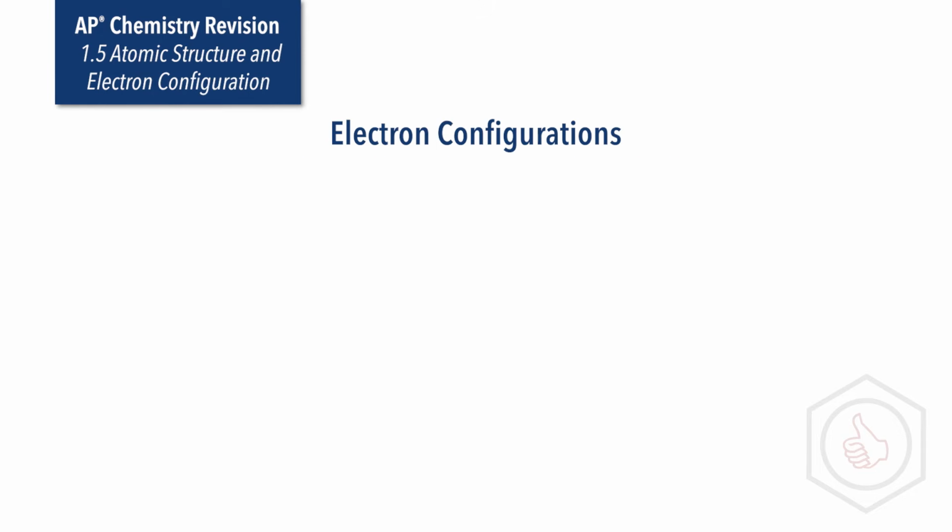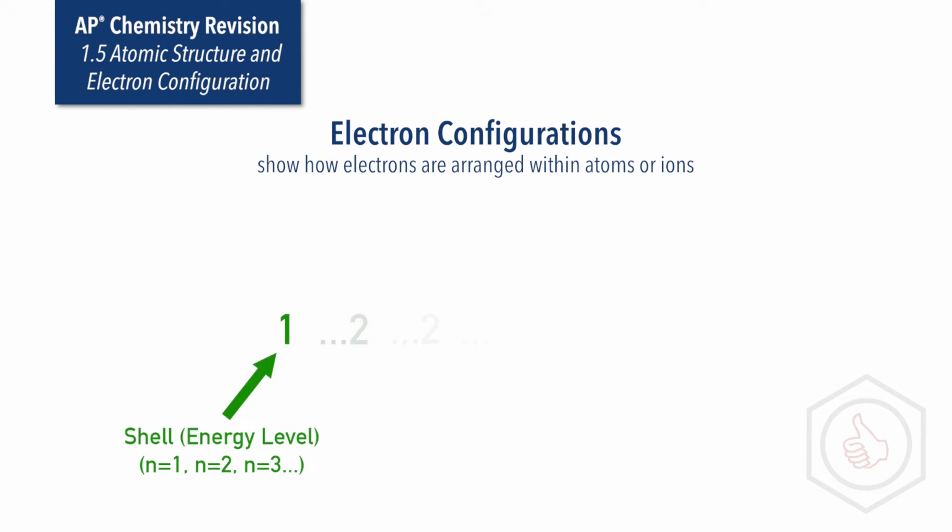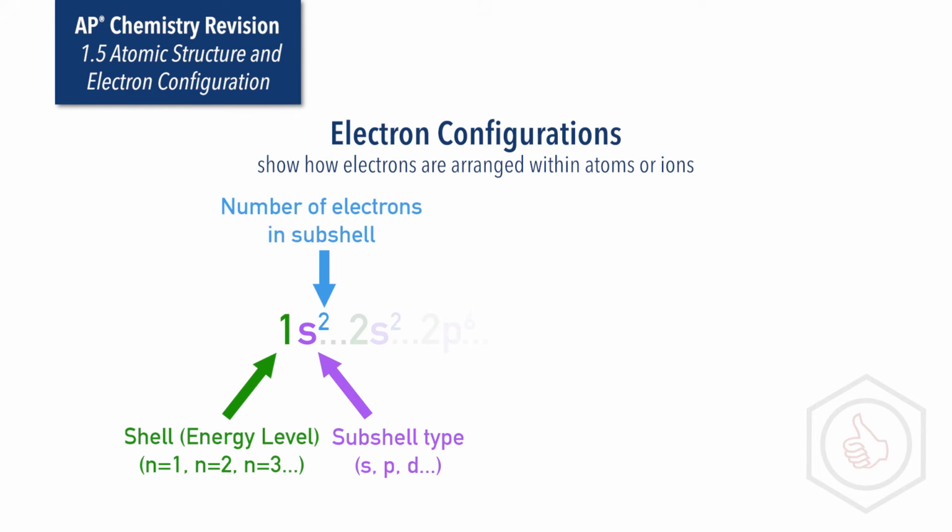Electron configurations show how electrons are arranged within atoms or ions. The notation uses a number for the shell n, a letter for the subshell, so s, p, or d for example, and a superscript for the number of electrons. For example, oxygen has an atomic number of 8 and so has 8 electrons. This would give a configuration of 1s2, 2s2, 2p4.